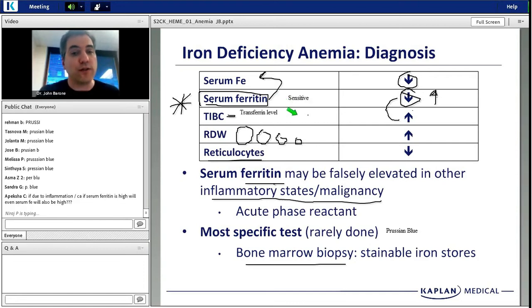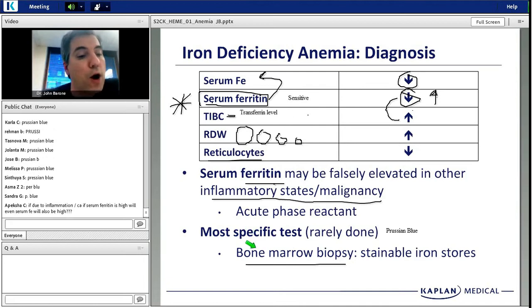Now, when I ask for specific, well, the most specific test is your bone marrow Prussian blue, because that's going to show you your stores. You got to look at them and see what they are. Make sense? Okay, if there's inflammation or cancer, ferritin may be high, but the serum iron is usually still low. The rest of the panel is still usually intact. But again, if it's confusing, then you do the bone marrow.